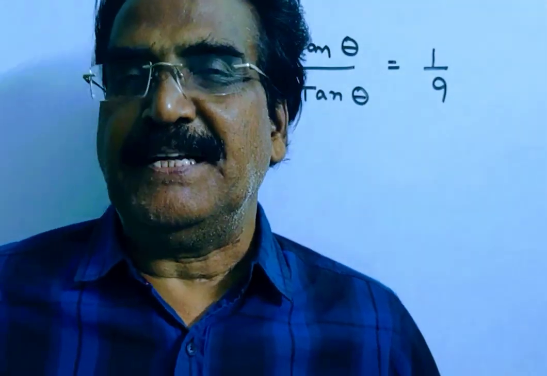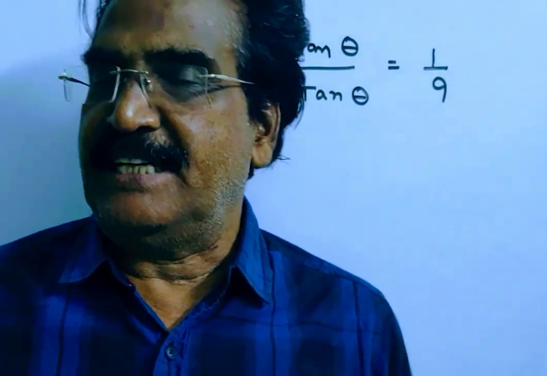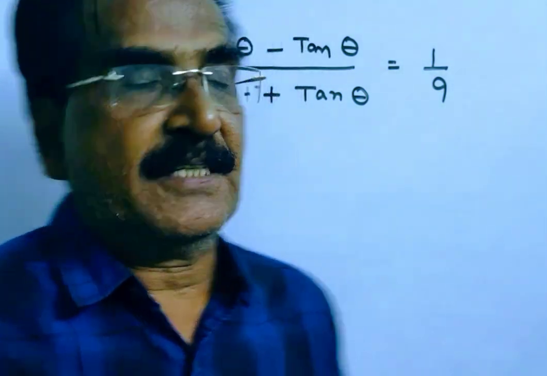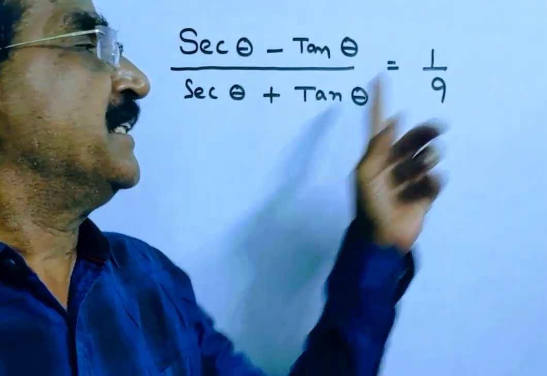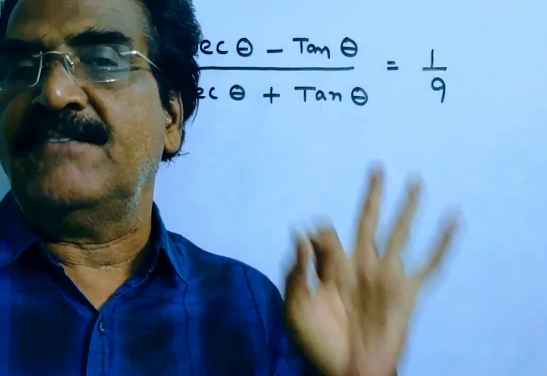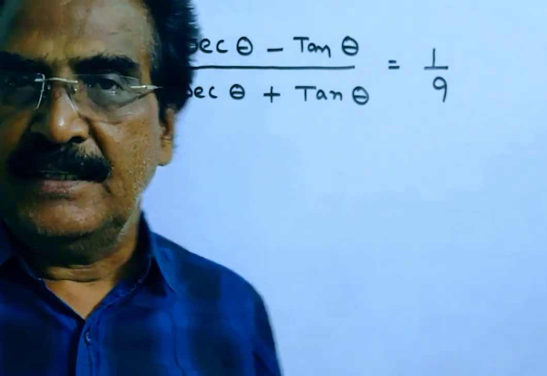Hi friends, good morning. Please look at the next problem in trigonometry. Friends, the problem is given in the description box. See friends, (secant theta minus tan theta) by (secant theta plus tan theta) is equal to 1 by 9. Then what is the value of secant theta?